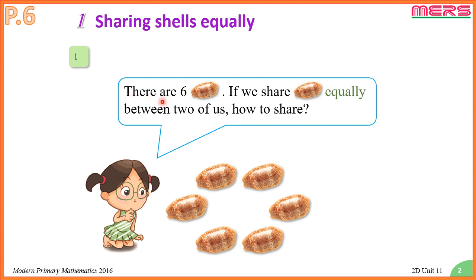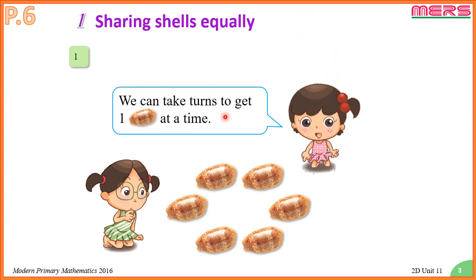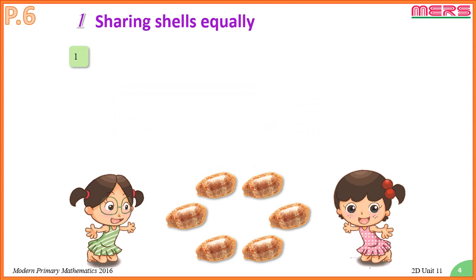For the first one, there are 6 shells here. If we want to share the shells equally between two of us, how do we share? For these two girls, they can take turns to get one shell at a time.